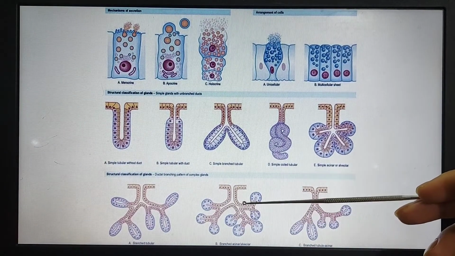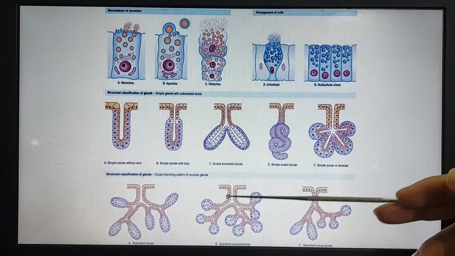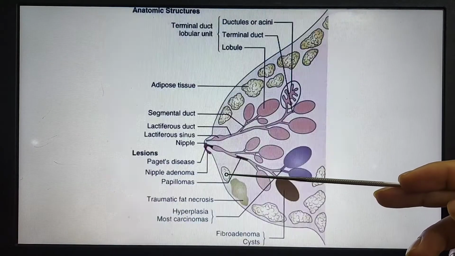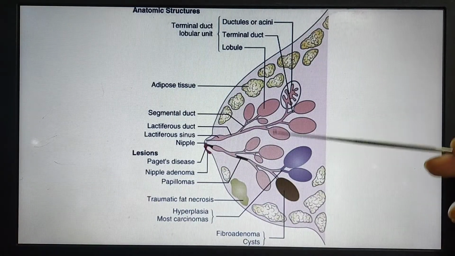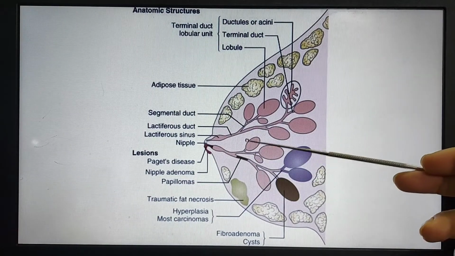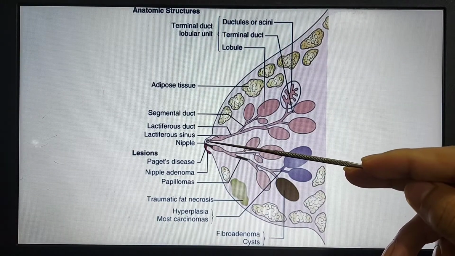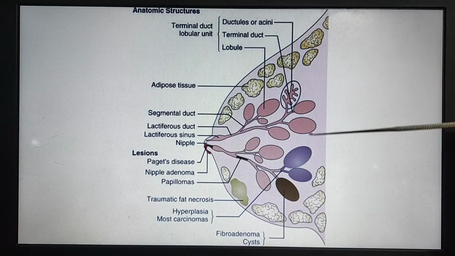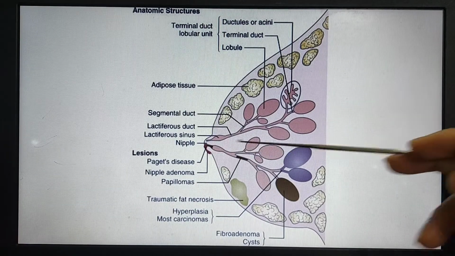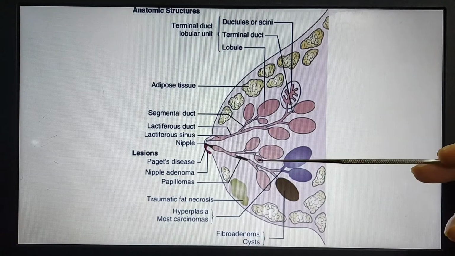Like any exocrine gland, the breast has a ductal system. This is the glandular part of the gland and this is the ductal system. Here we see the ductal system and the glandular part of the breast. The breast is divided into different lobes and lobules. The ductal system that opens in the nipple and all the areas that collect the milk is known as the lobe of the breast. This is one lobe, this is another lobe.